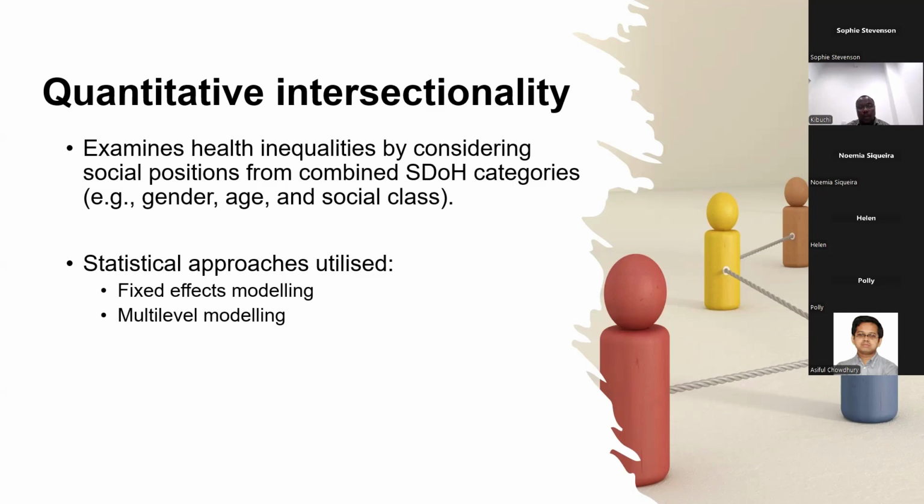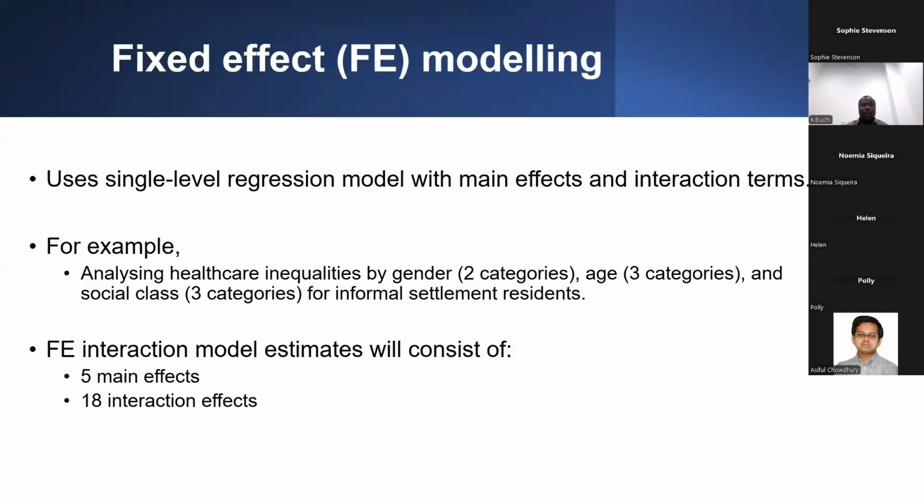And there are two main approaches which are utilized, which are fixed effect modeling and multilevel modeling. I'm going to cover both of them in the next slides. So fixed effect modeling is mostly the conventional approach which is used. This relies on a single level regression model with the main effect and interaction term.